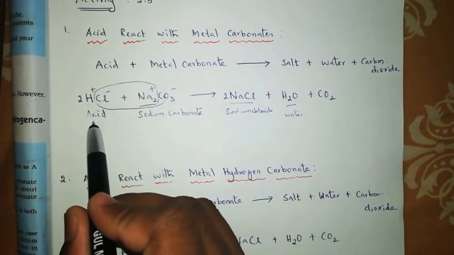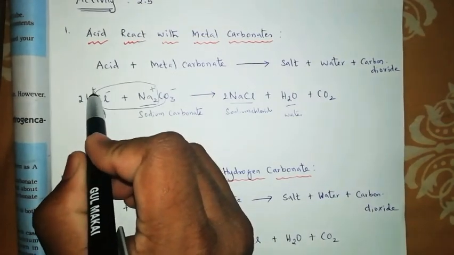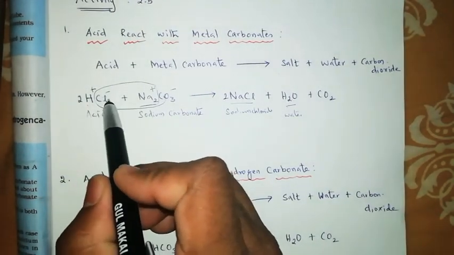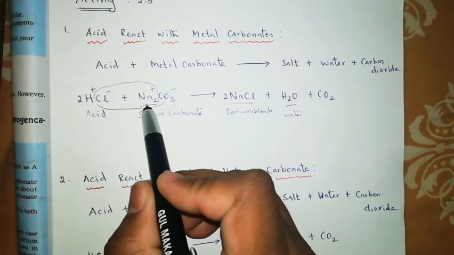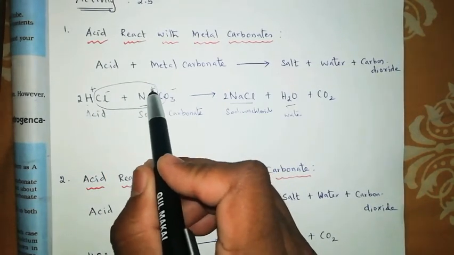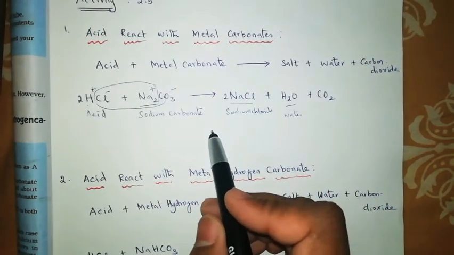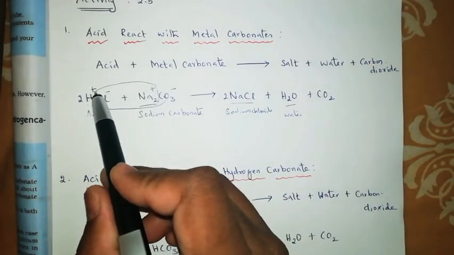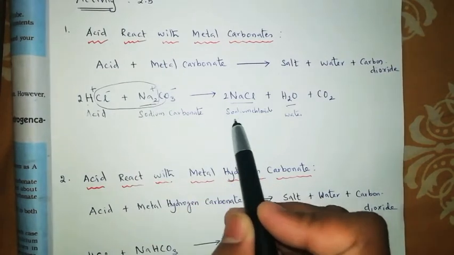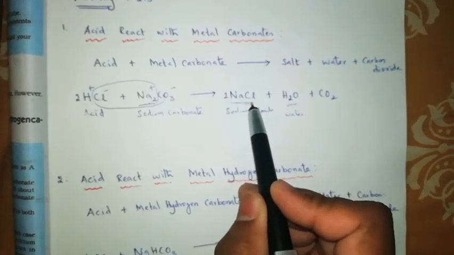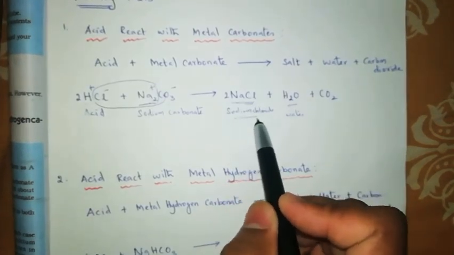And here is an acid. You all know that an acid has a strong H plus ion and chlorine is the negative one. In sodium carbonate, sodium is positive and carbonate is the negative one. So always the positive will go and stick with the negative, so it becomes sodium chloride. Yes, and this is the salt.